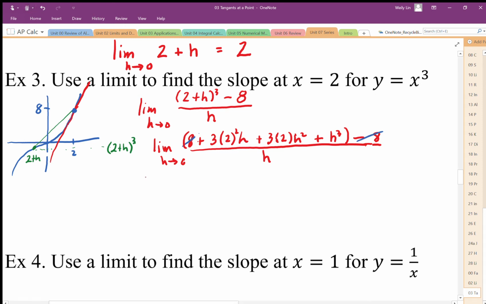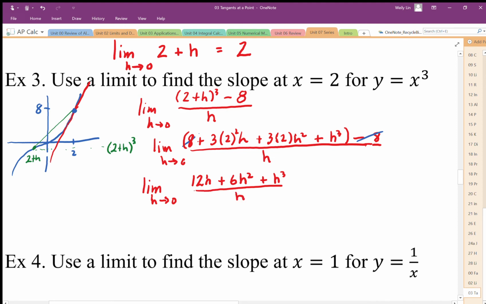Okay, so let's see here. So limit as h goes to 0. This is going to be 12h, plus 6h squared, plus h cubed, and that's all divided by h.